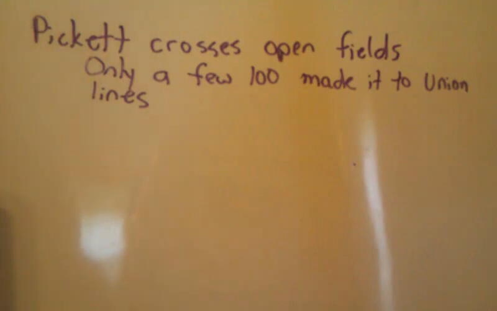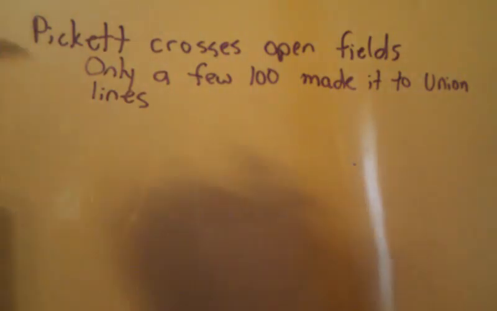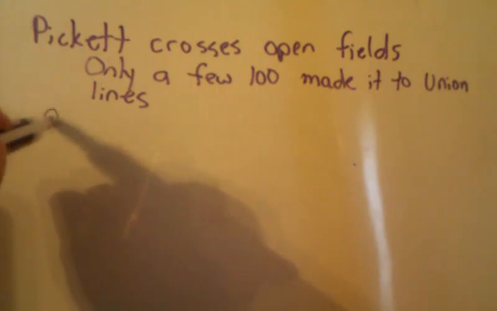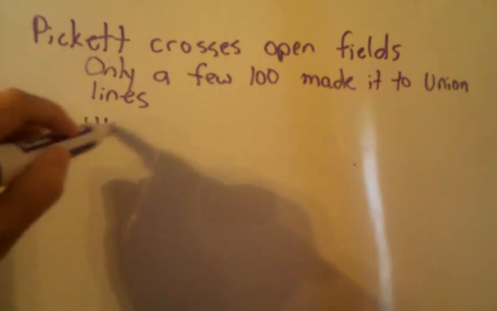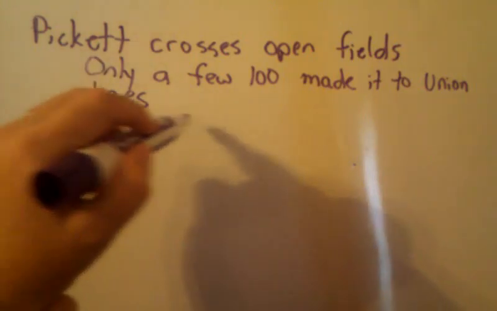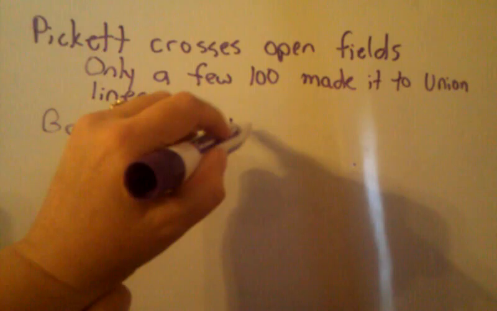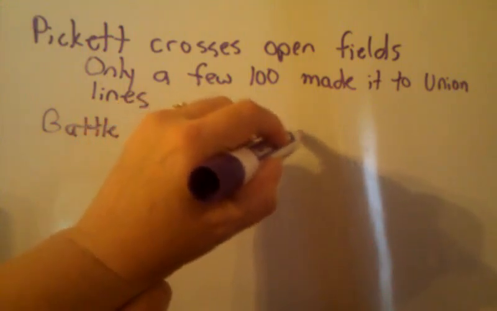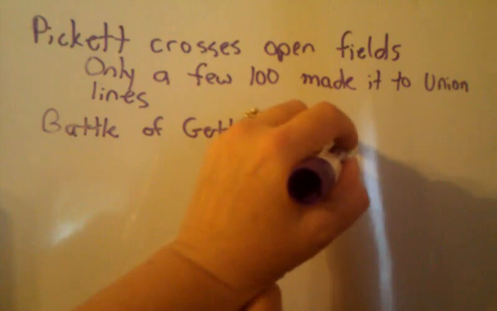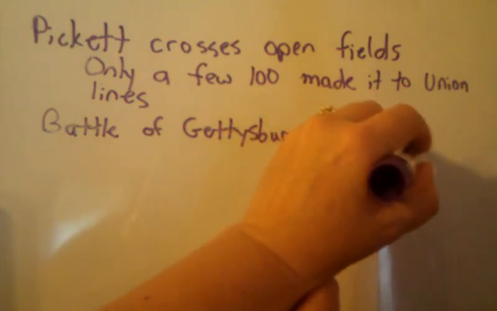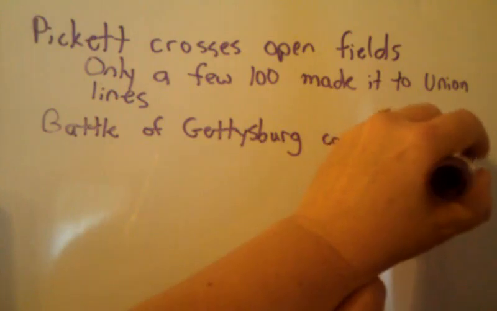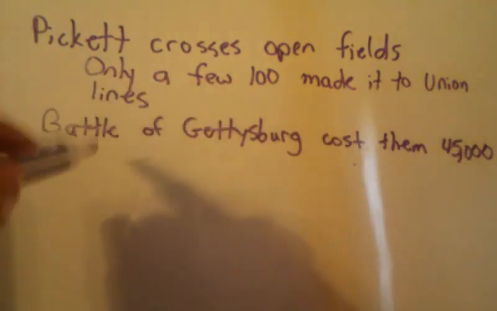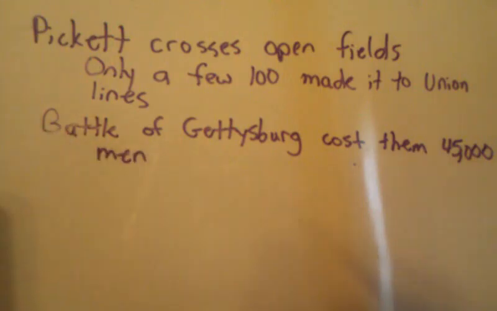So the Battle of Gettysburg cost them 45,000 men. And this is both sides. This is the total casualties from both sides.